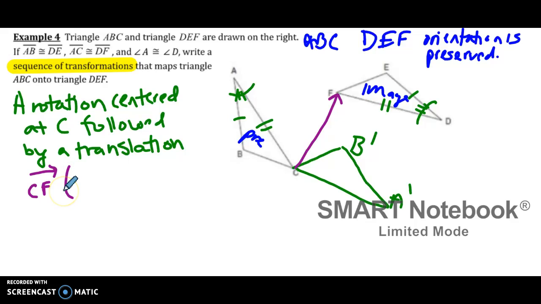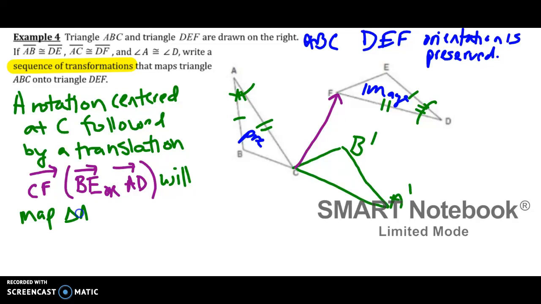What are some other vectors I could have listed? Starts at B and ends at E. Or starts at A and ends at D. Any of those would be fine. So a rotation centered at C, followed by a translation of vector CF, right, will map triangle ABC onto triangle DEF.